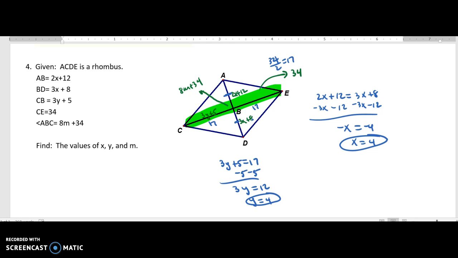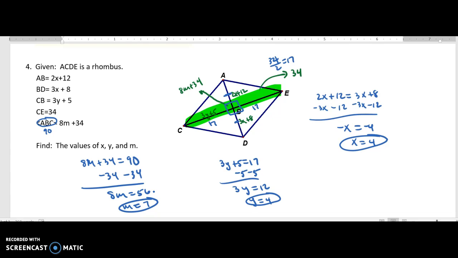Now how do I find m? Well, if m is this angle here, right away if I mark diagonals perpendicular to each other, I know that angle ABC, this angle, is going to be 90 degrees. So I know 8m plus 34 is equal to 90. When I solve for m, 8m equals 56 and m equals 7.